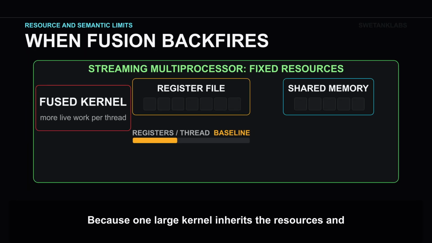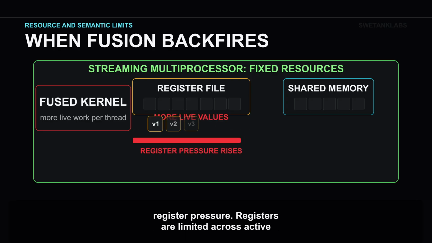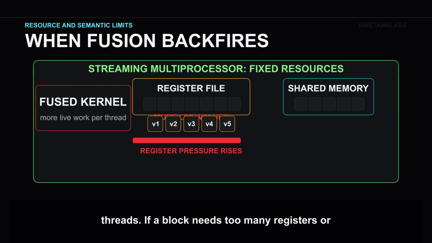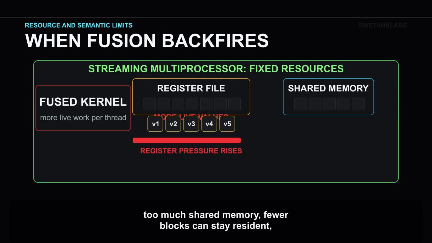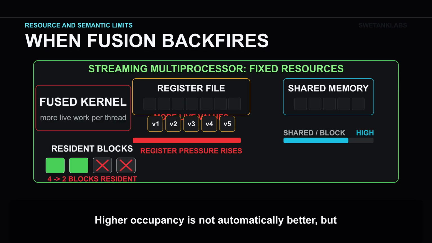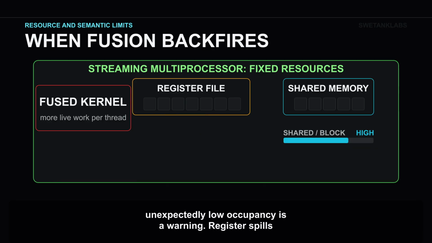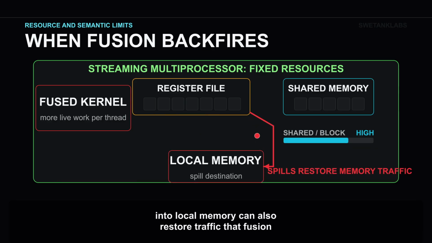At this point, you might ask, why not fuse everything? Because one large kernel inherits the resources and constraints of everything you combine. More operations keep more values alive and can increase register pressure. Registers are limited across active threads. If a block needs too many registers or too much shared memory, fewer blocks can stay resident, reducing the GPU's ability to hide latency. Higher occupancy is not automatically better, but unexpectedly low occupancy is a warning. Register spills into local memory can also restore traffic that fusion was meant to remove.